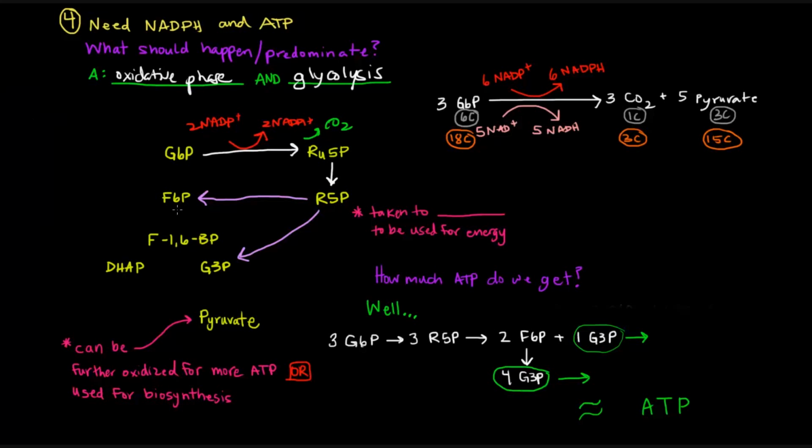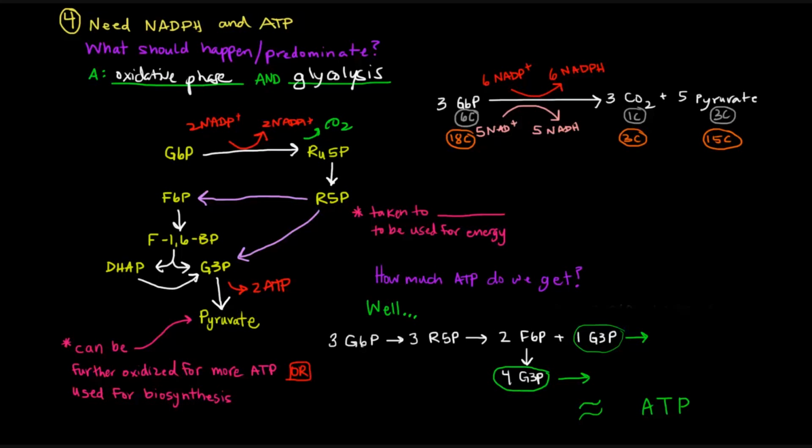So now fructose 6-phosphate will go down to fructose 1,6-bisphosphate. This will be cut into DHAP and G3P. DHAP will be turned to G3P. So now we have a buildup of G3P. Now those G3Ps can be oxidized, turned into pyruvate, and when that happens in glycolysis, we're going to get 2 ATPs for every G3P that we have.